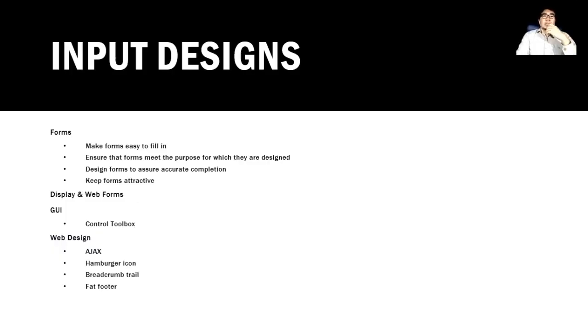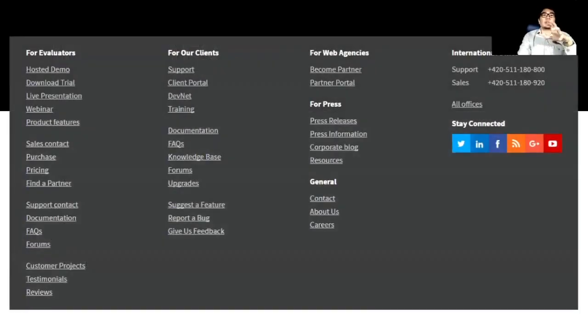And the last component is the fat footer. This is where in the bottom part of the website, you can put a lot of information, for example all of the menus or submenus or even social media menus. This is an example of a very fat footer. There is a lot of information or menus that can be clicked or navigated from the footer here, as well as social media pages that can be clicked to go to the social media of the company of the website.